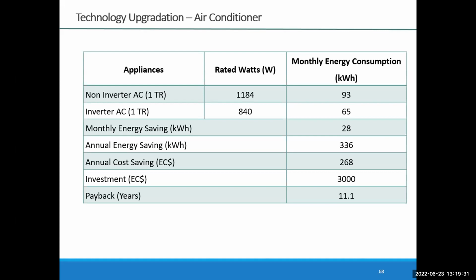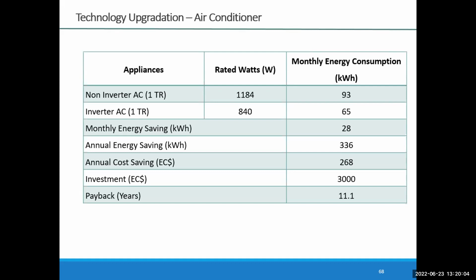And with respect to annual usage, say for example 200 days you are using, here 336 units is the annual energy saving achieved, and multiply it with the tariff cost, that is 0.78, to get the cost savings in dollars. The investment for the new inverter driven air conditioning unit will be around $3,000, and that divided by the annual cost savings will be 11.1 years.